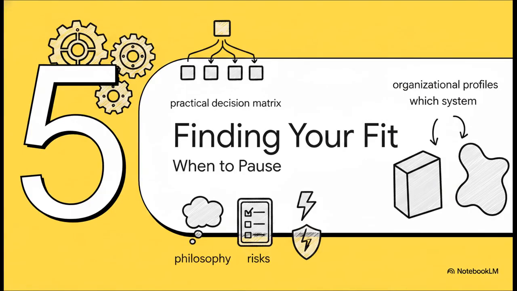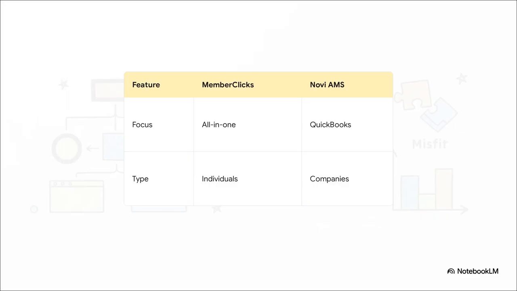Heading into Section 5, Finding Your Association's Fit. Let's figure out who should look harder and when you should probably just pause. Let's make this highly actionable and identify your specific organizational profile. You should evaluate MemberClicks if you are a professional association with individual members, you're looking for an all-in-one environment, you have limited internal IT resources, and you highly value simplicity to reduce disconnected tools.